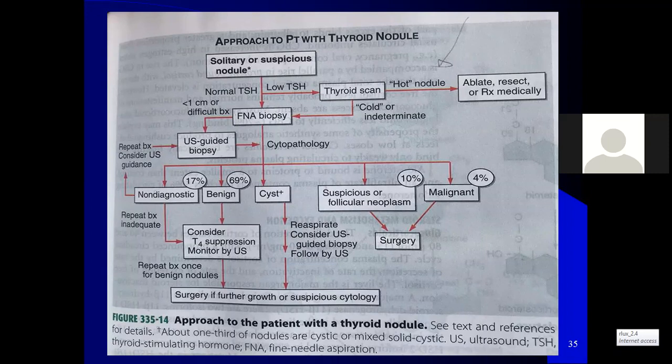So in cystic and in benign, if there is further growth or suspicious cytology, then surgery is the best option.